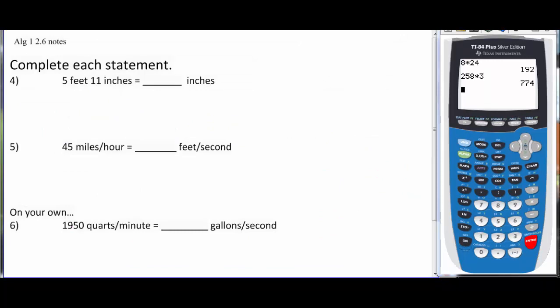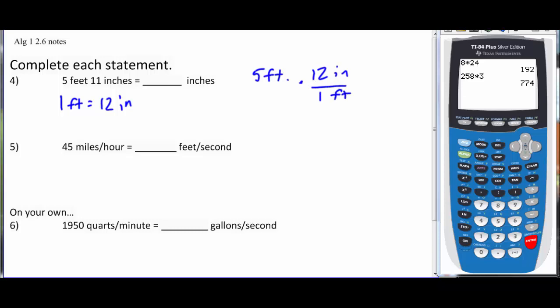All right, so let's take a look at some more conversions. The first one here you can see is number 4. It says 5 feet 11 inches into inches. The one thing you do need to know is, of course, that 1 foot is equal to 12 inches. We need to know that up front. So I need to figure out, well, 5 feet 11 inches. Well, 5 feet, we know there are 12 inches per 1 foot.